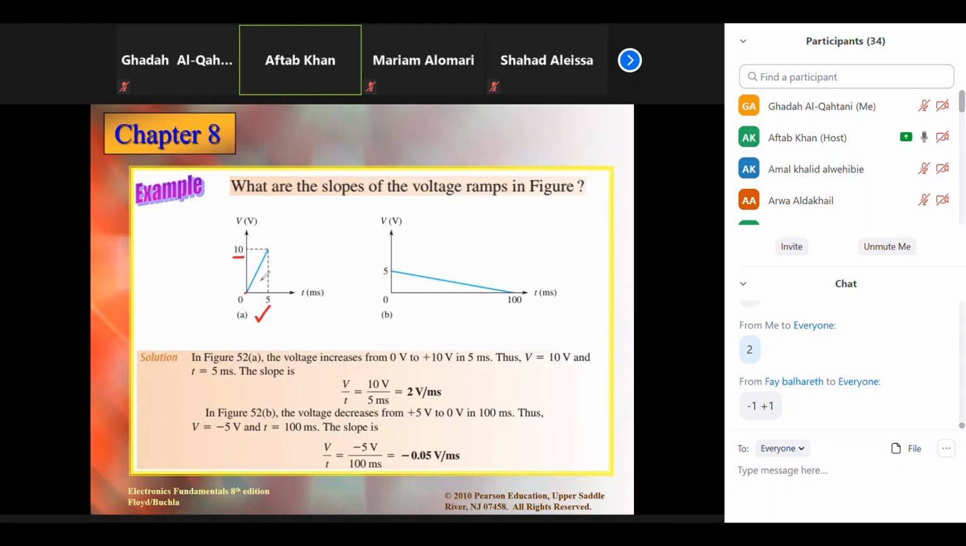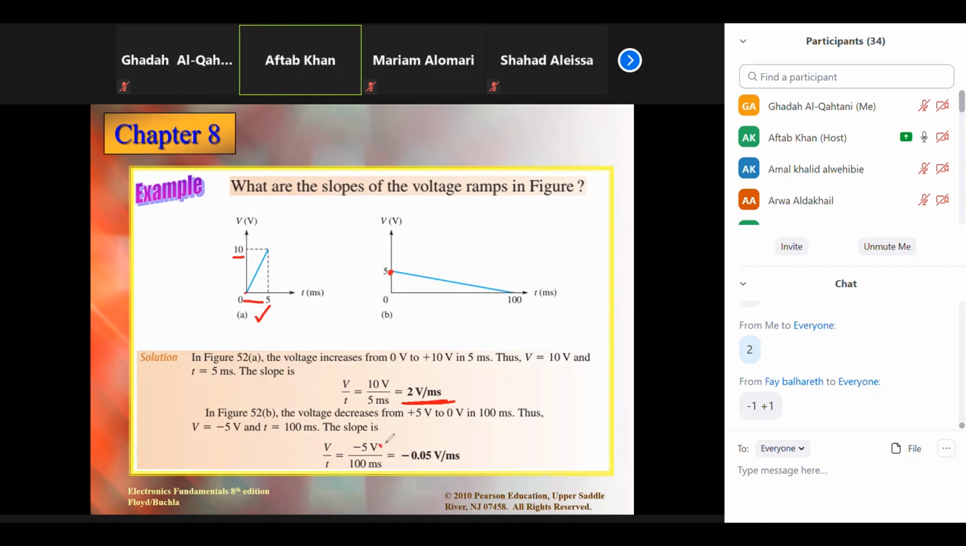This is 10 volts divided by 5 milliseconds, so it is going to be 2 volts per millisecond. This is the slope. That means per millisecond, the voltage is changing by 2 volts. Now here it is negative because it is changing from high to low.